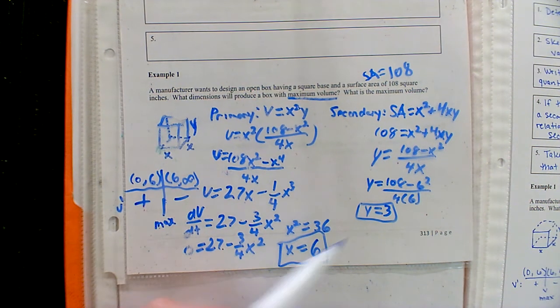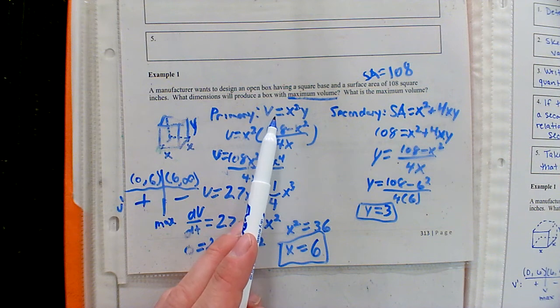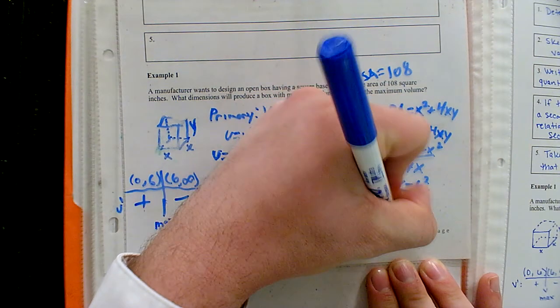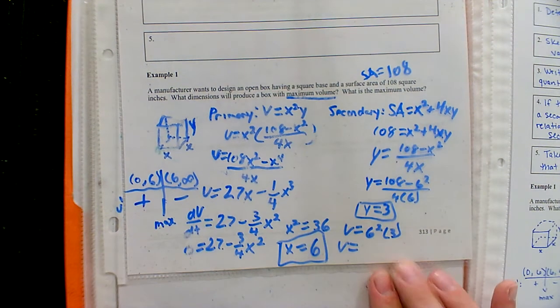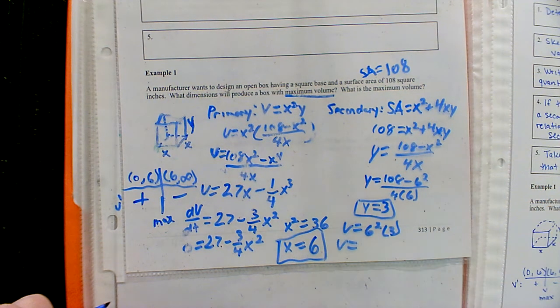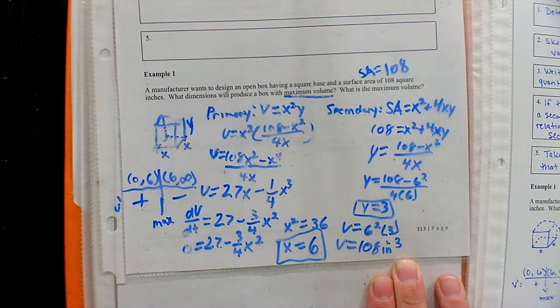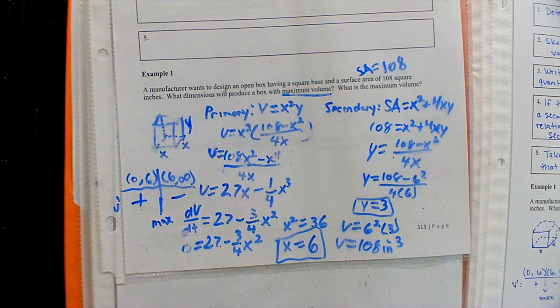So what I can actually do now, I know the x, I know the y. You can plug them back into your volume equation you have from the beginning to find out what that maximum volume is. So volume equals 6 squared times 3. So the volume is equal to what? What is the volume equal to? Yeah, its volume, 108 inches cubed. So 108 inches cubed, that's the volume.